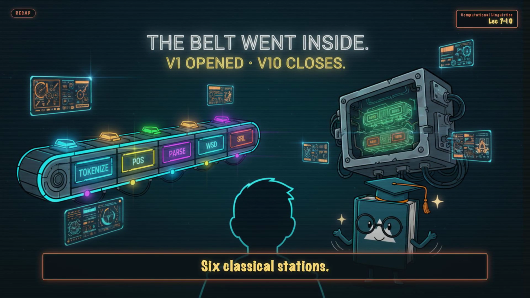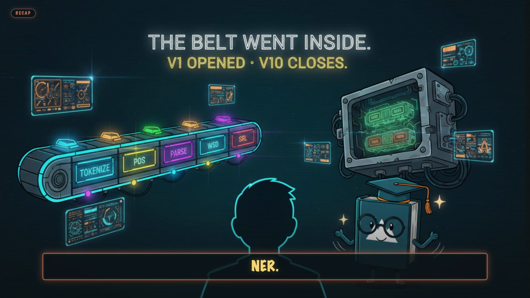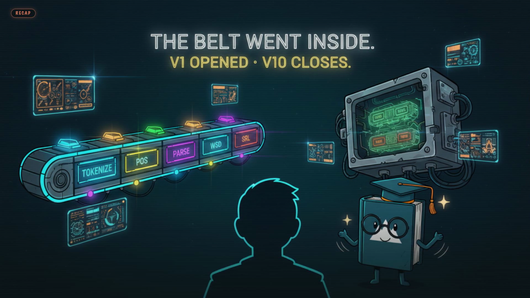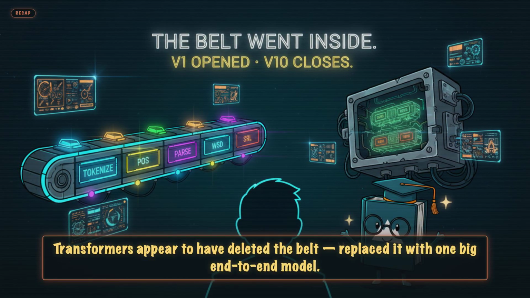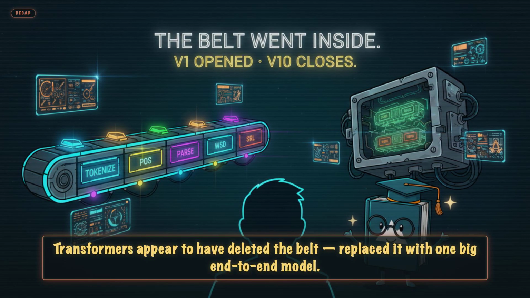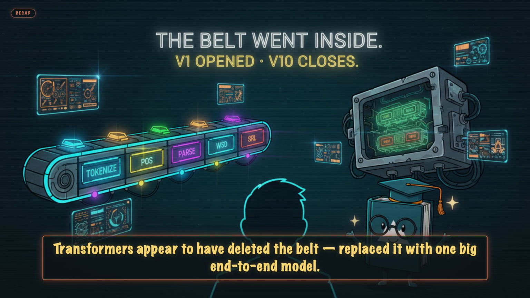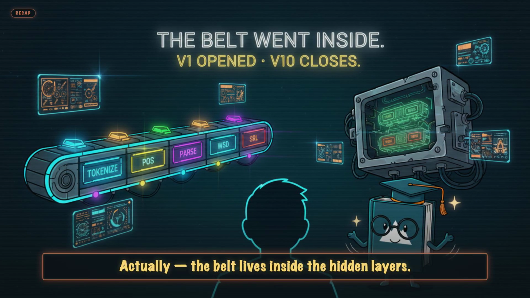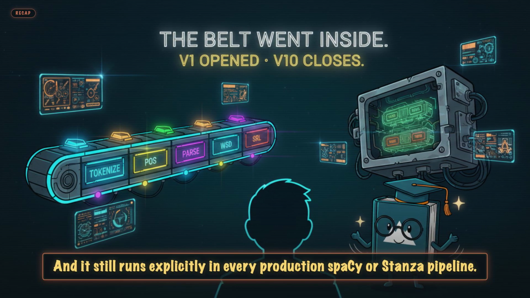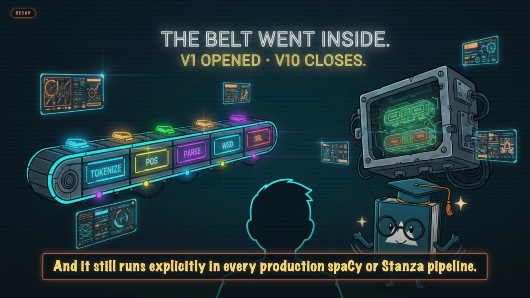Six classical stations: Tokenize, POS, Parse, NER, WSD, SRL. For 30 years, each station was its own research field. Transformers appear to have deleted the belt, replaced it with one big end-to-end model. Actually, the belt lives inside the hidden layers, and it still runs explicitly in every production spaCy or Stanza pipeline.